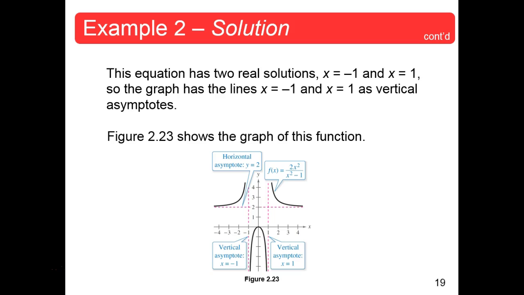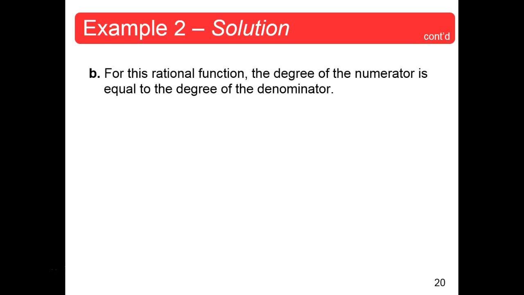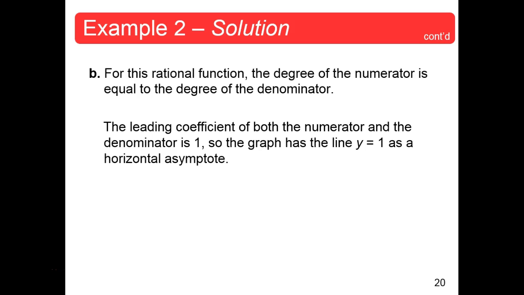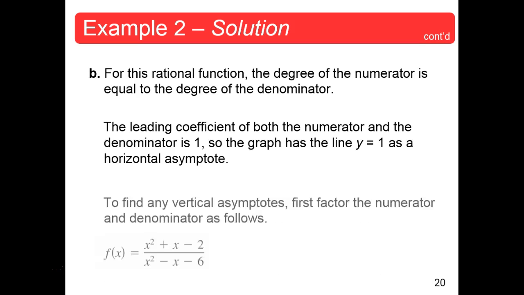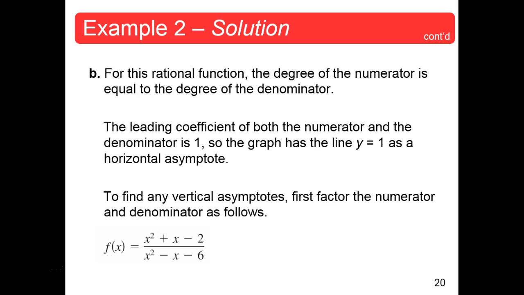Now, the B part. That was A. Here's the B part. The degree of the numerator is equal to the degree of the denominator, so it's going to have a horizontal asymptote, and the ratio is going to be 1, so y equals 1 is your horizontal asymptote. To find any vertical asymptotes, first factor, and you should have said this at very first, factor everything in sight, okay? And if you factor this and factor that, you find out there is a common factor of x plus 2.